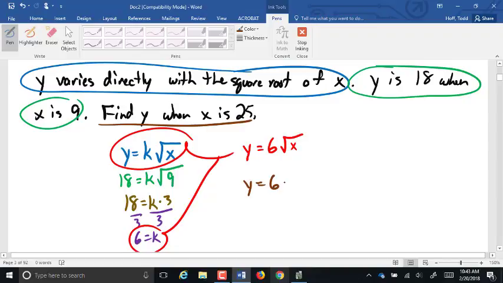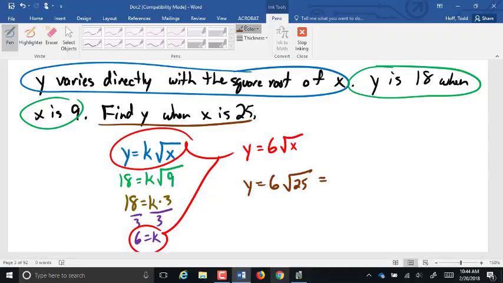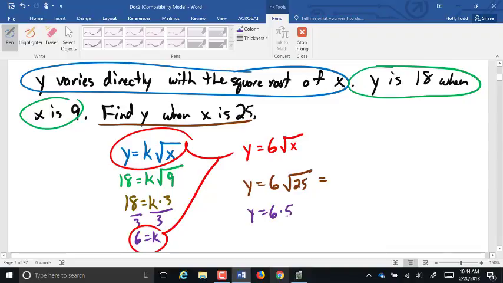Perfect. Find y when x is 25. So we put 25 in for x. So y equals 6 times the square root of 25. So the square root of 25 is 5 or negative 5. We're going to go with just 5. So 6 times 5 is 30. Y would be 30. Make sense?